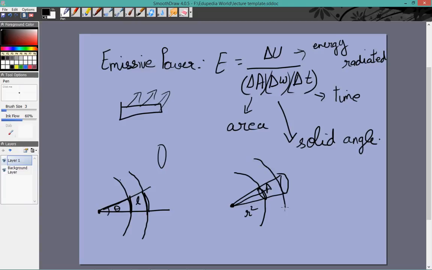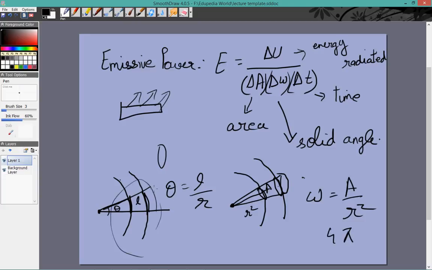If you construct a bigger sphere, part of the sphere, the area will be proportionally greater to r squared. If r squared is doubled, the area will be doubled. And so just like angle is measured as L by R, solid angle omega is measured as A by R squared. The total area is 4 pi r squared, so the total solid angle in space is 4 pi, just like the total circumference is 2 pi r, so the total plane angle is 2 pi.